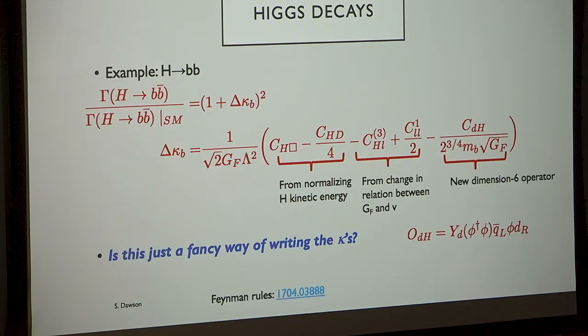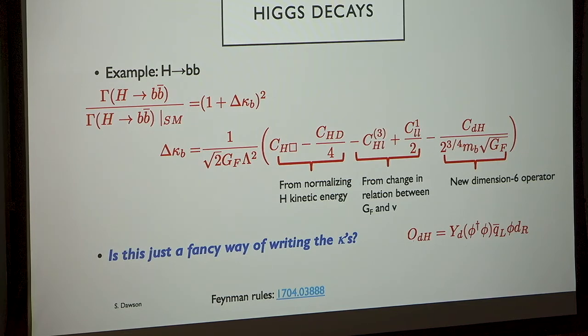Okay, so here's my first example of where using the standard model effective field theory is just a repackaging of the kappa framework and making it sound fancy. So this is the width of the Higgs to b b-bar divided by the width of the Higgs to b b-bar in the standard model. So in the original LHC analyses, this would just be 1 plus delta kappa b squared. So kappa b is 1 plus delta kappa b. This is the kappa framework.